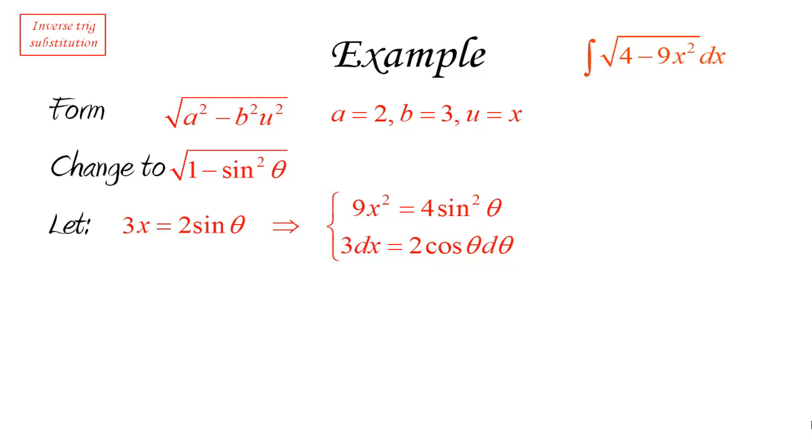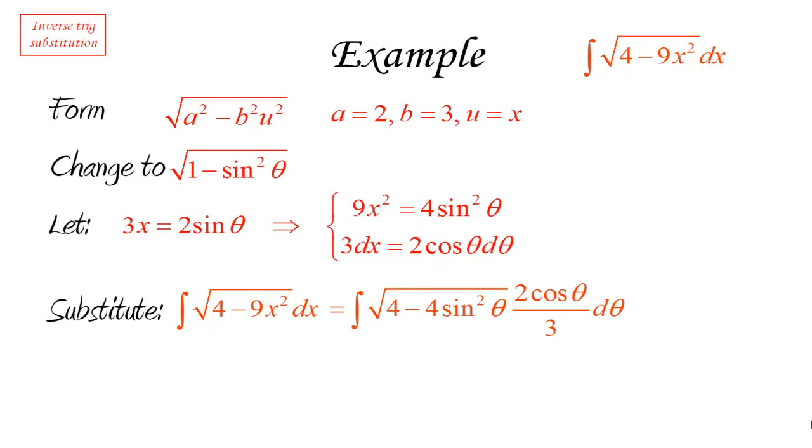And of course we need that because we're going to apply the method of change of variable to an integral, so we need to change the differential as well. Alright, so with all this in mind, let's make the substitution. So we're starting from our integral. Okay. So the 4 remains a 4, the 9x squared becomes 4 sine squared of theta, and the dx becomes 2/3 of cosine theta d theta.